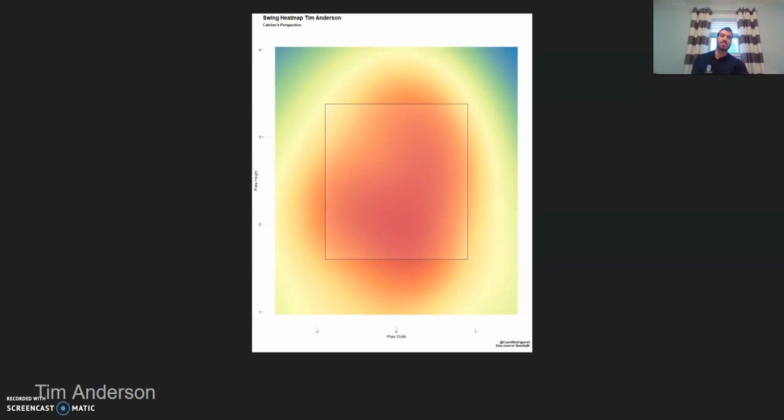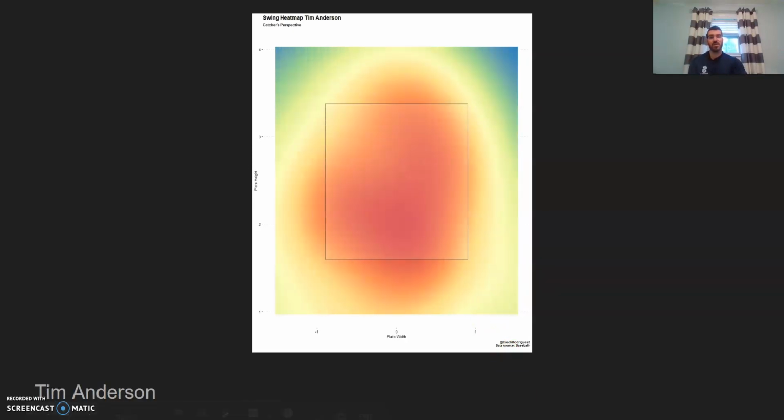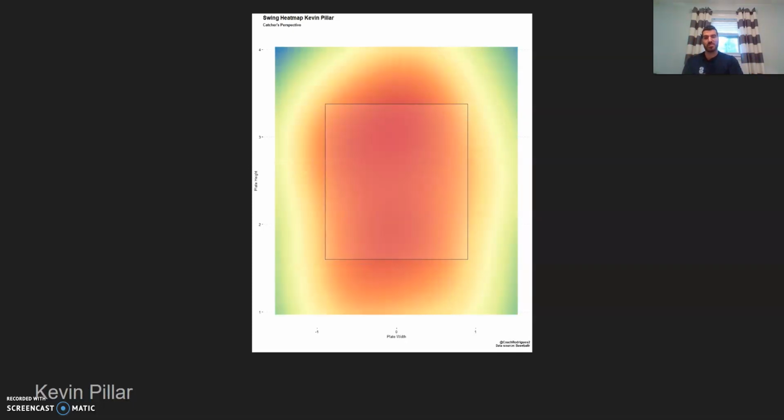Okay, and the next one we're going to look at is going to be Tim Anderson, and we're going to see Tim has a similar look to his that Kevin Pillar does, with a lot of red inside the zone, and a lot of that outer ring, that 50% ring that we talked about before, outside of the strike zone.